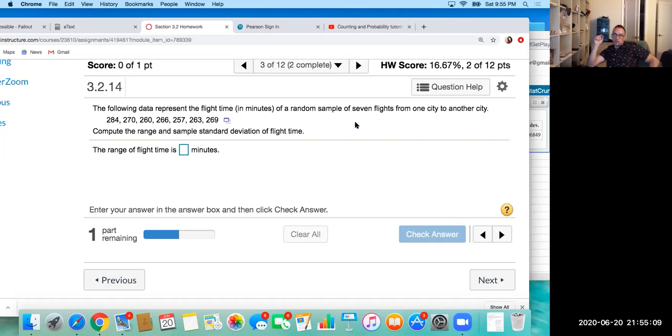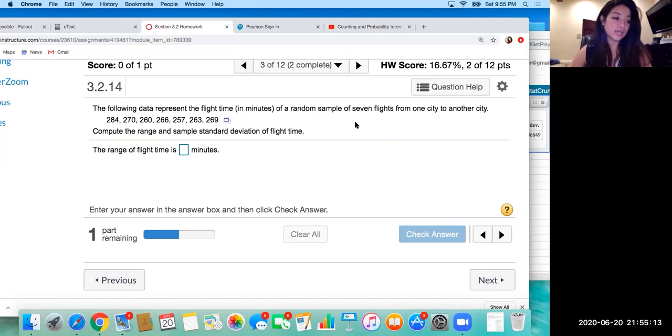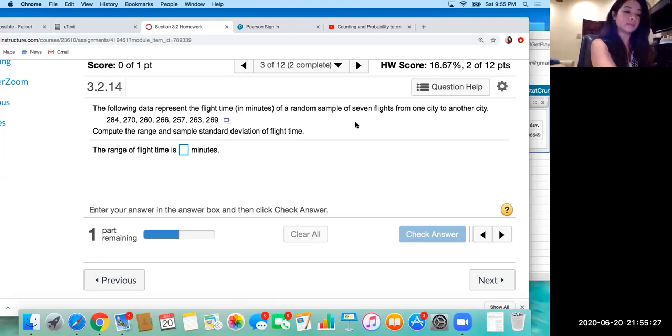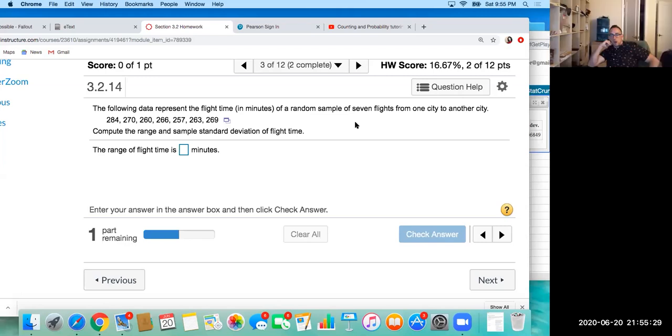All right, for this one, I just wanted to point out the word sample. So I need to be looking for those little words, right? Yeah. It's asking for the range. The range is the biggest minus the smallest. Yeah, it is.